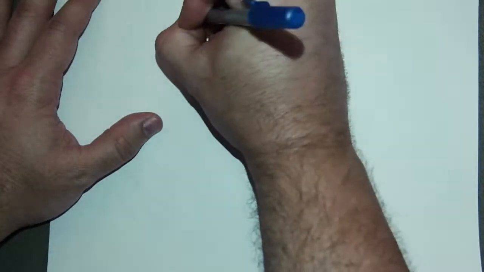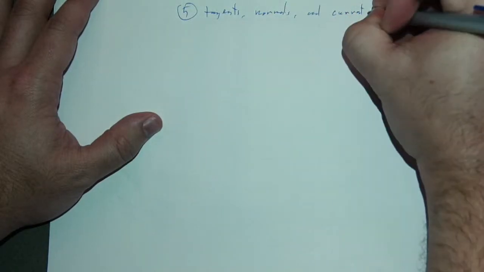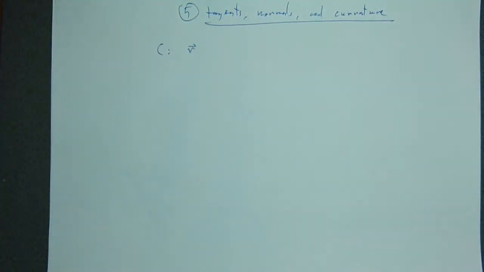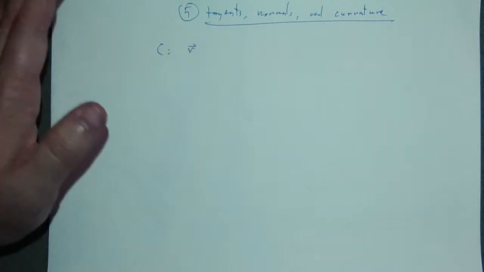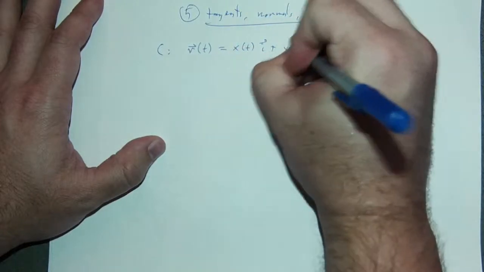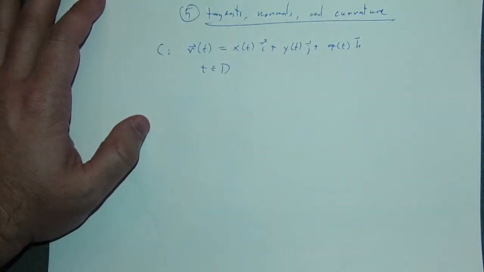Of course, tangents and normal vectors to curves: tangents, normals, and curvature. So we have a curve C. We'll say it's smooth, and also nice enough that all these things are defined everywhere. So r of t is the usual notation, x of t i plus y of t j plus z of t k, where t is in some domain D. This describes the curve.